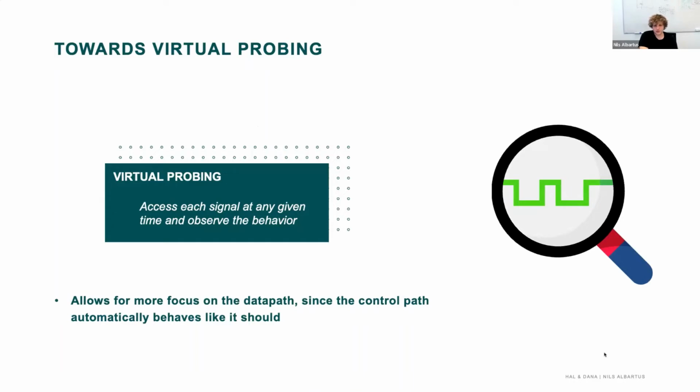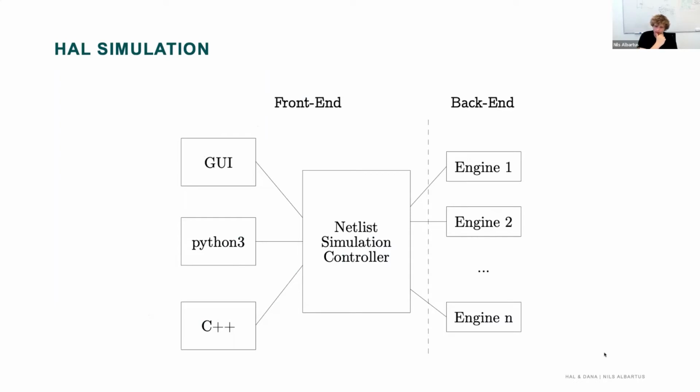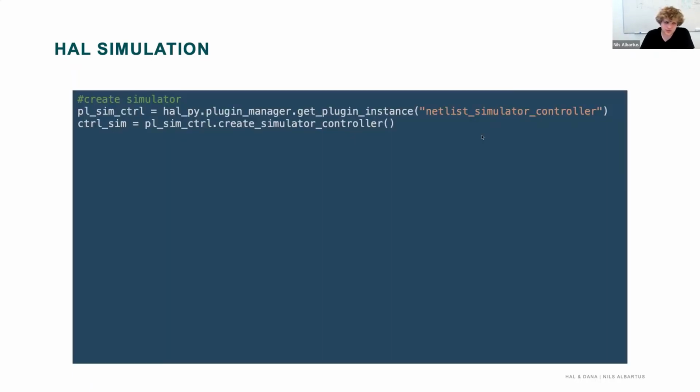And we have been working on a new plugin here, which is the Netlist Simulation Controller, which can be controlled by the GUI, our Python interface, or also via C++ plugins. And in the backend, you can attach or write support for any kind of simulator. So this can be industry simulators, I don't know, your Vivado simulator or ModelSim that you plug in there, or open source simulators like Verilator. So you can use those tools to actually simulate your netlist and then read back the result of the simulation and apply it into HAL to support your analysis. And we've been doing this for some time now.